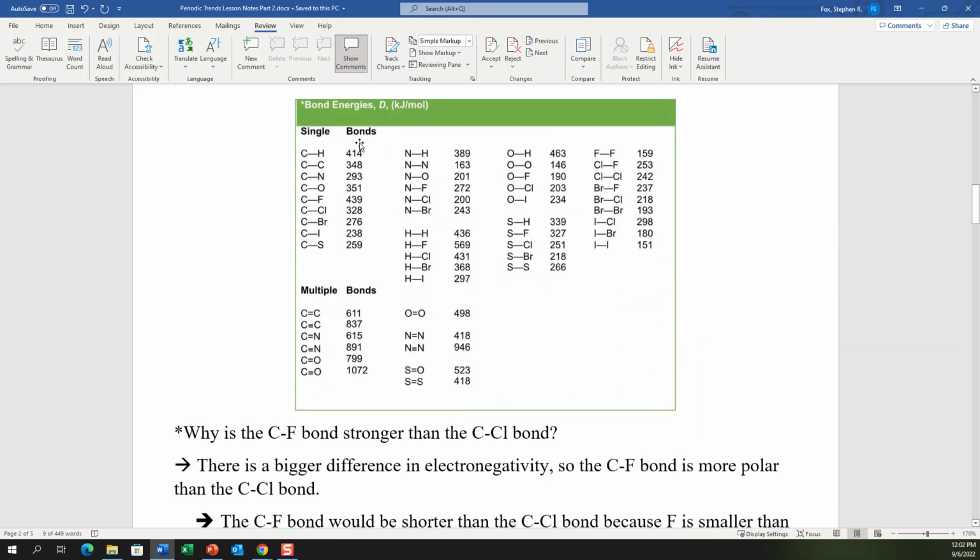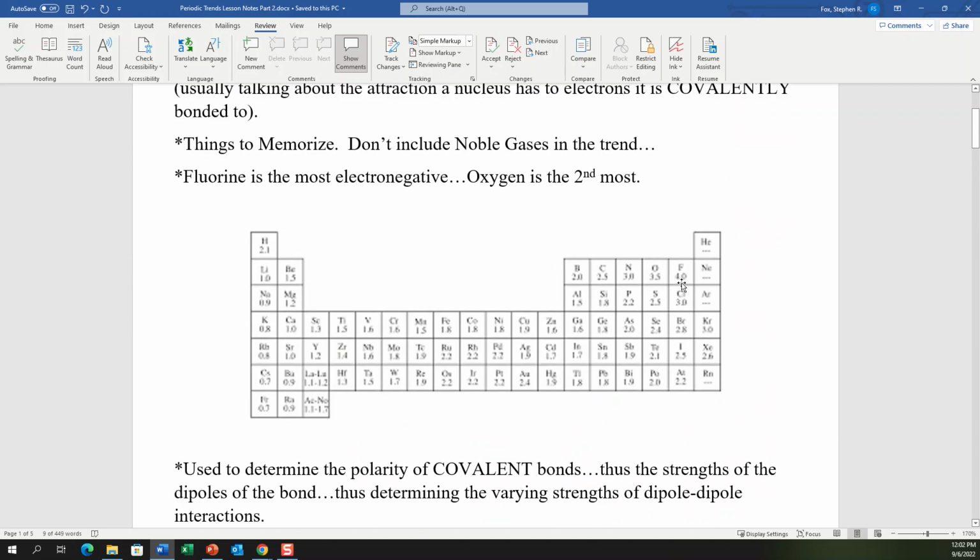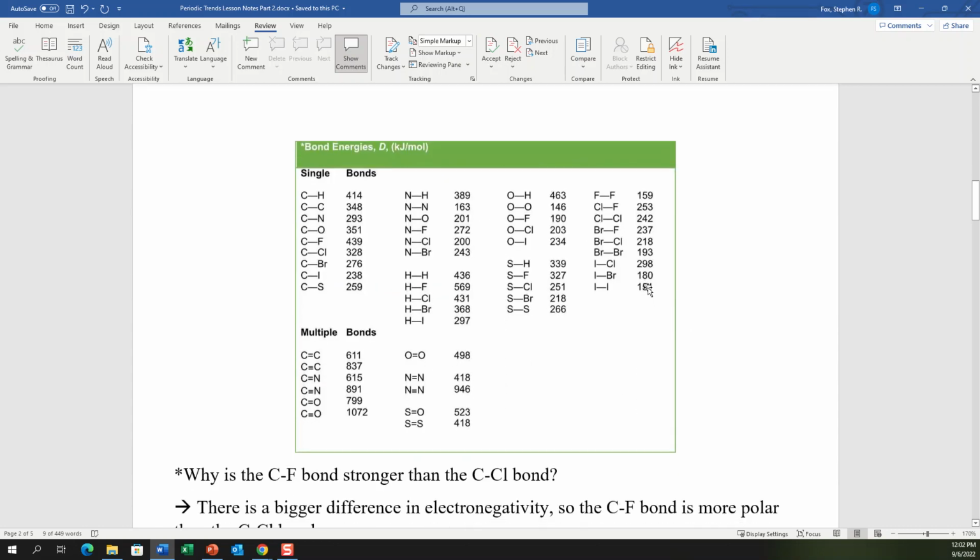But let's look, so here are bond energies. Notice they're in kilojoules per mole. So let's look, why is the CF bond stronger than the CCl bond? And it comes down to Coulomb's law, but we know that CF is going to be more polar than CCl. Why? Because there's a bigger electronegativity difference. So 4 minus 2.5 versus 3 minus 2.5, right? I know that the CF bond has a greater difference in electronegativity, so it's going to be more polar. More polar means stronger, okay?